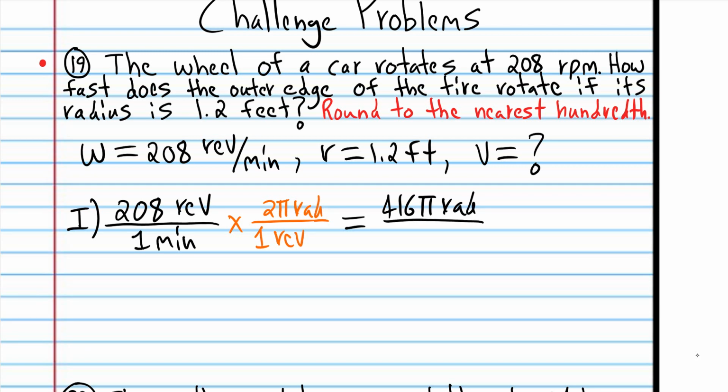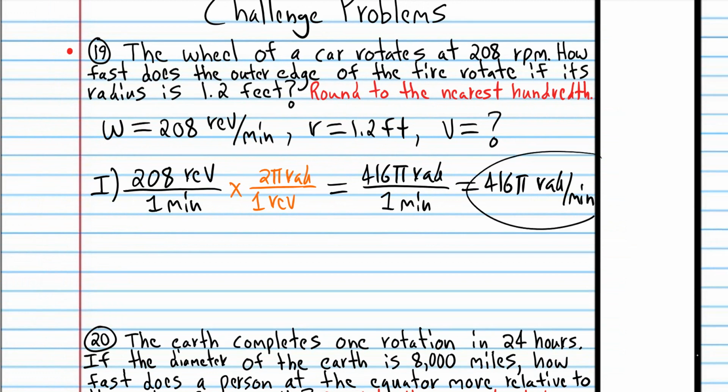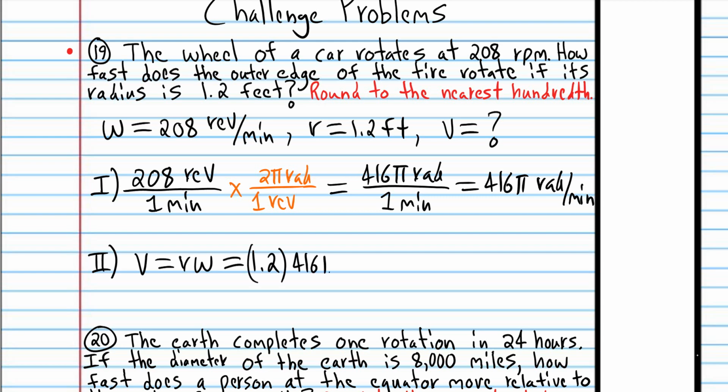in 1 minute, or we can write 416 pi rads per minute. Because this angular velocity is in radian units, we can now use it to find the linear velocity, which is what the problem is asking for. So we know the radius is 1.2 feet, and we know the angular velocity is 416 pi, and the problem says to round to the nearest hundredth.